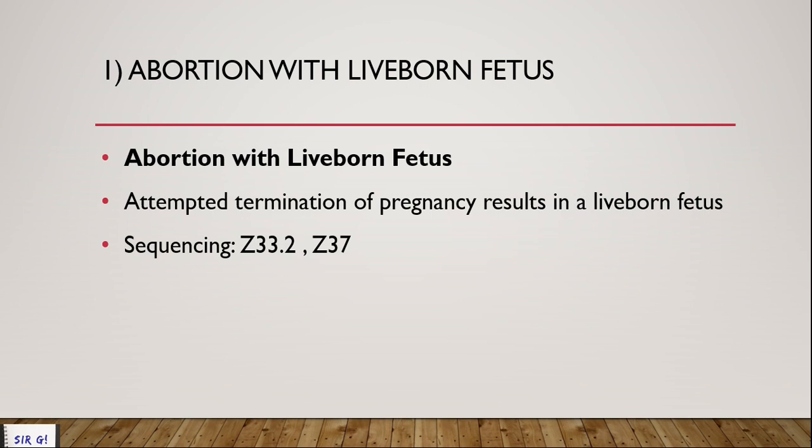Abortion with live-born fetus. For example, the mother attempted to terminate the pregnancy, but that termination resulted in a live-born fetus. Oh my goodness. So if it's an attempted termination and the result is a live-born fetus, so the fetus is very lucky, Z33.2 followed by your Z37.